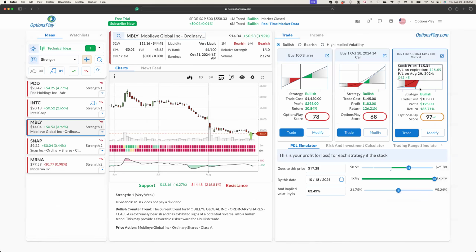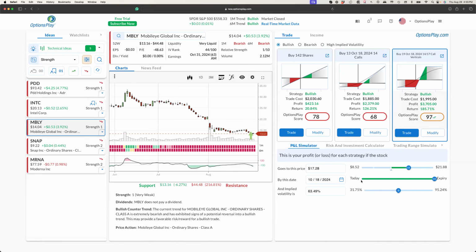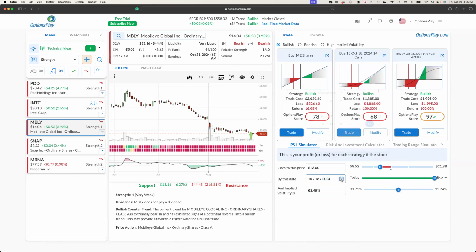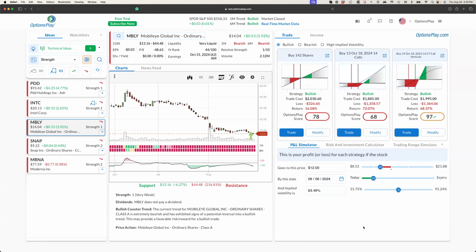So for example, let's structure this trade again. Let's use our risk and investment calculator. I'll calculate the number of contracts, go to our P&L simulator. So I said that if, let's say this goes down to 12.5, but let's just say $12, for example, right? Let's say it goes down to $12 by, I don't know, the end of next week, right?